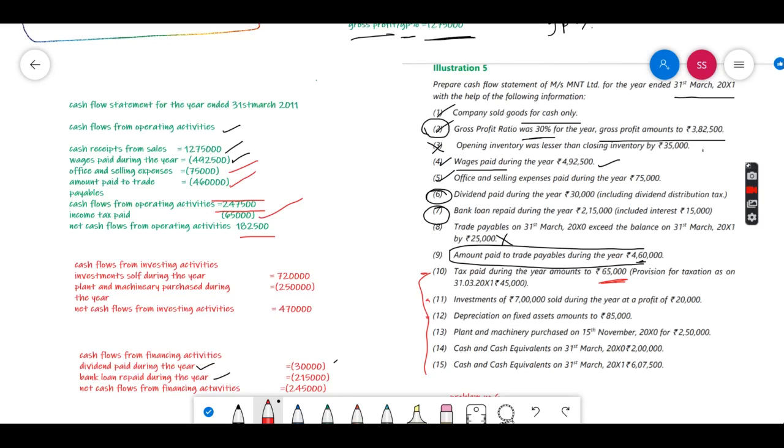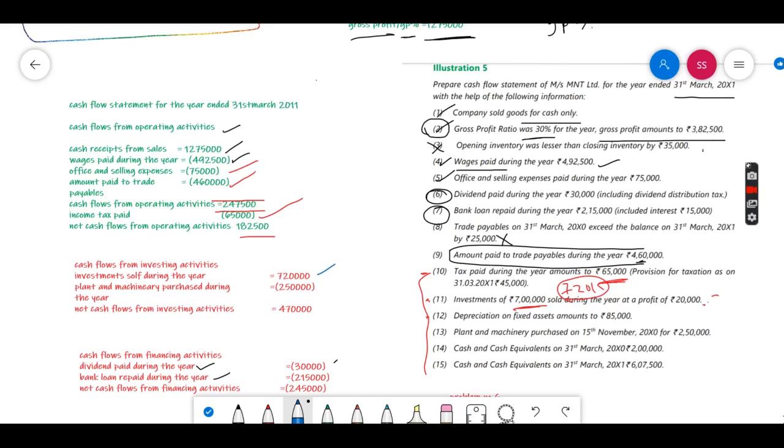Now, investment of 7 lakh sold during the year at a profit of 20,000. That means we have sold it for 7,20,000. 7 lakh is the book value plus 20,000 is the profit. So in total we have received 7,20,000 in cash. So how much have we received? Only that figure we need to enter here. So 7,20,000 we have received, right?